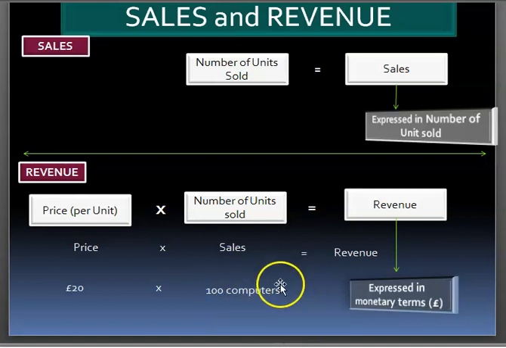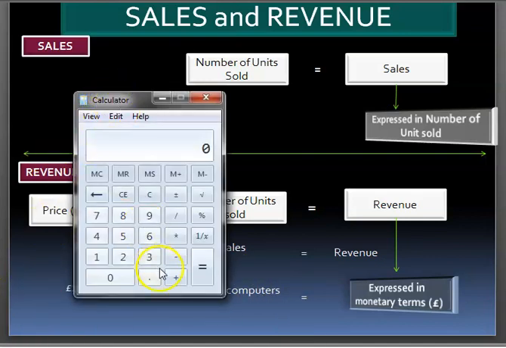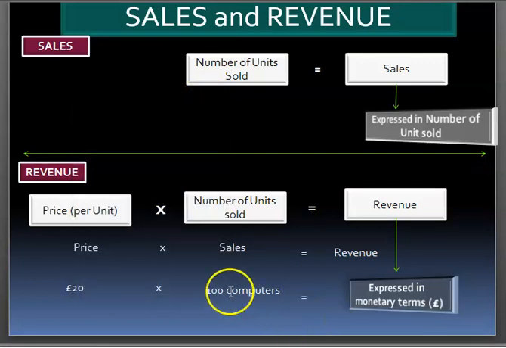So now your revenue is going to be, equal sign there. So this is your calculator. That is 20 times 100 that you sold there. So that is 2,000 pounds. So you've sold 2,000 pounds. So the 2,000 pounds is your revenue. £2,000. So this 2,000 pounds becomes your revenue.